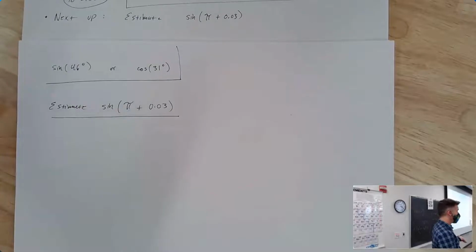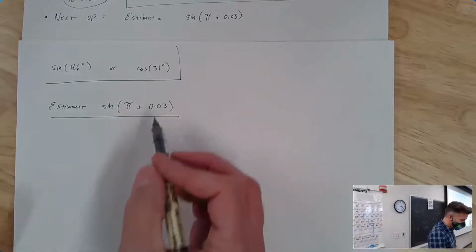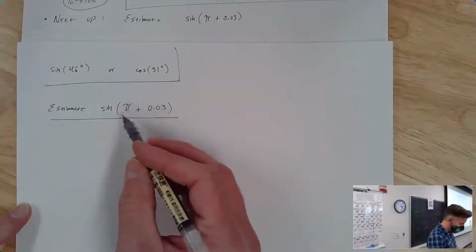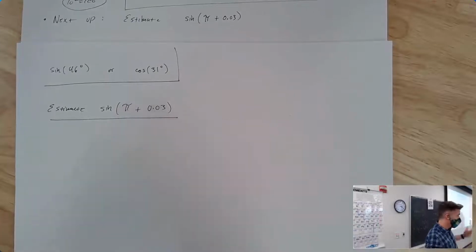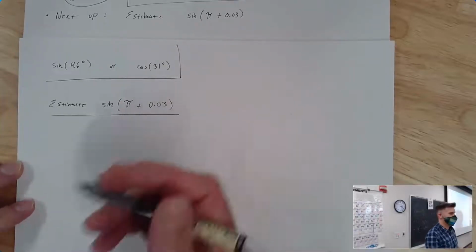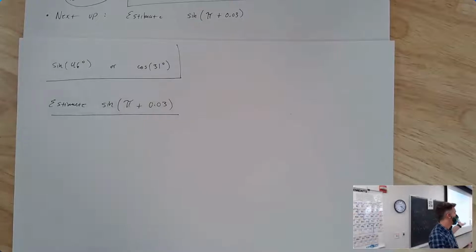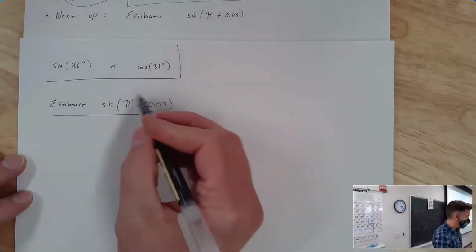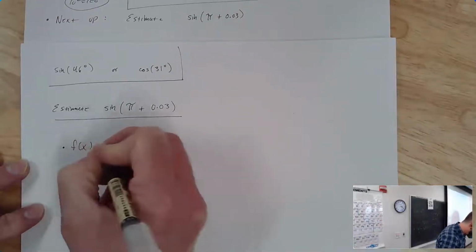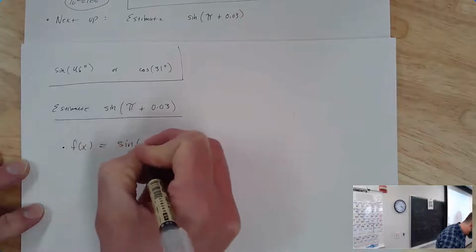Same process. We need to identify a function and the nice value we want to plug into that function. This one feels a little bit weirder because you've got a pi plus 0.03 instead of just a number on its own, but that's still your number, right? Pi plus 0.03 is some number, like 3.44 stuff. That's what we want to replace with x. I'm going to write my function as just sine of x.